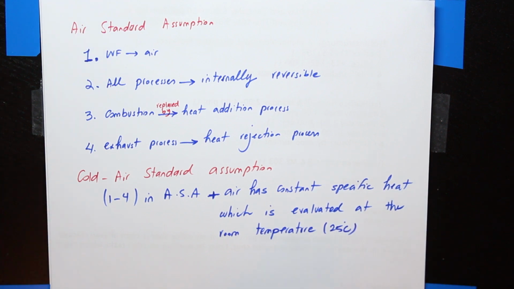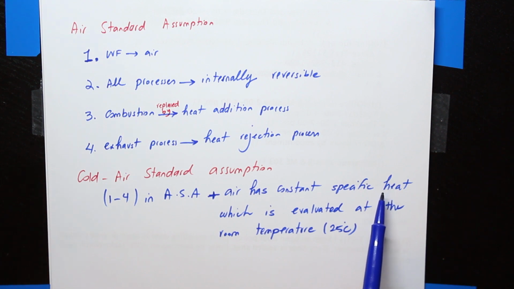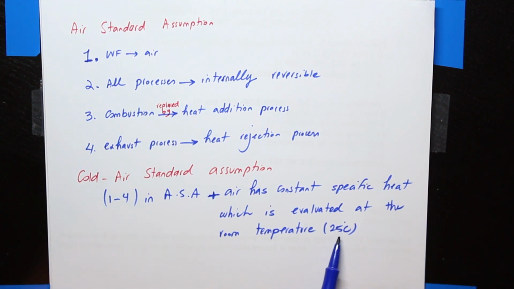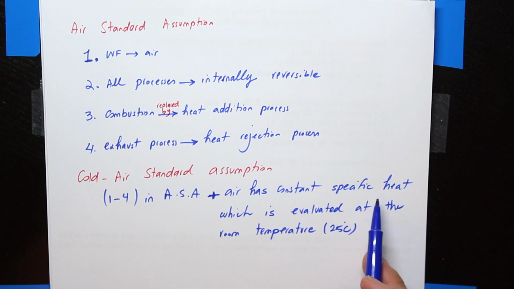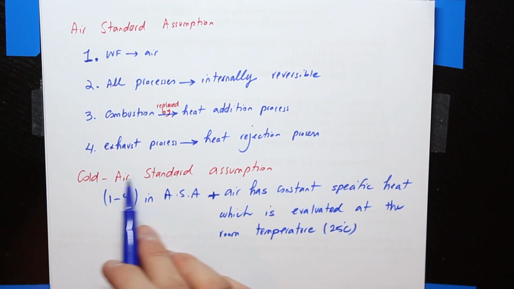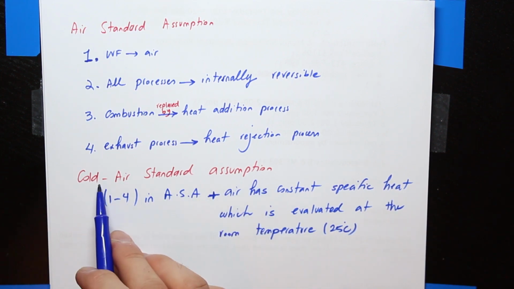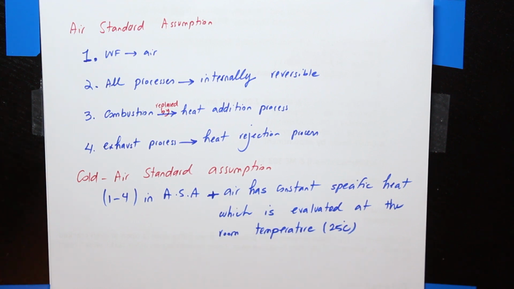All right, so the point of the cold air standard assumption is that the specific heat of air during the process doesn't really change no matter what the change in temperature is. We assume that the specific heat is a constant number evaluated at 25 degrees C, because you know that the specific heat depends on temperature. If the temperature changes, the specific heat should also change. But whenever we are solving problems under this assumption, that specific heat is a constant number.